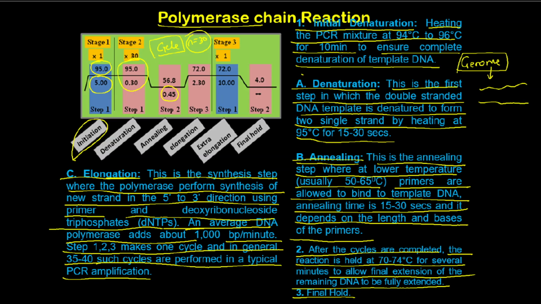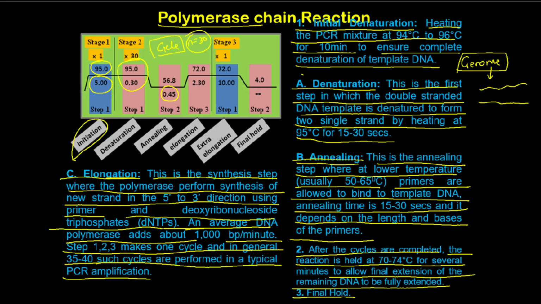Okay, so after the cycles are completed, the reaction is held at generally 70 to 74 degrees Celsius for several minutes to allow the final extension of the remaining DNA to be fully extended. Then after that comes the final hold at 4 degrees Celsius, so that the enzyme, the DNA polymerase, can be deactivated and no further reaction happens, because obviously the raw material has also finished by now, so it will be stopped there.